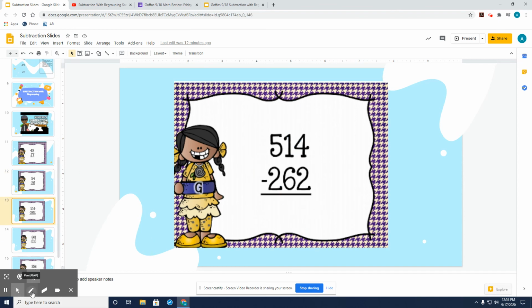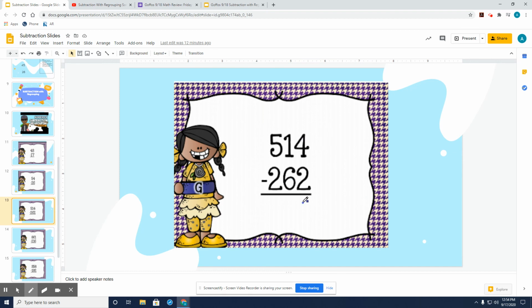All right, so this next one, we're moving on to 3 digits. So I have 514 minus 262. Again, you're starting in the ones column. And this is a good example that you don't always have to borrow right away. So don't just start going through and borrowing. Nope, nope, nope. You need to ask yourself, is my top number bigger or smaller than my bottom number? So is my top number bigger than my bottom number? Yes, it is. So I don't need to regroup right here.